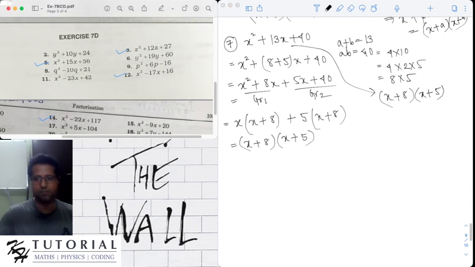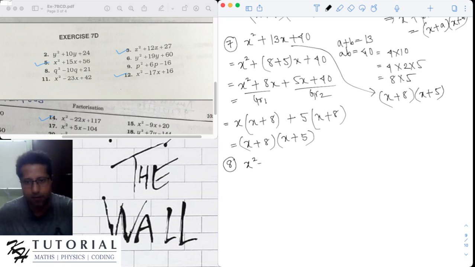Okay, so these are all similar kind of problems. The only thing is that you have to find a and b. Problem 8 is x square minus 17x plus 16. So a plus b must be 17 and ab must be 16. Now what is 16? 8 into 2. Now 8 plus 2 is 10. It is not working out. Okay.